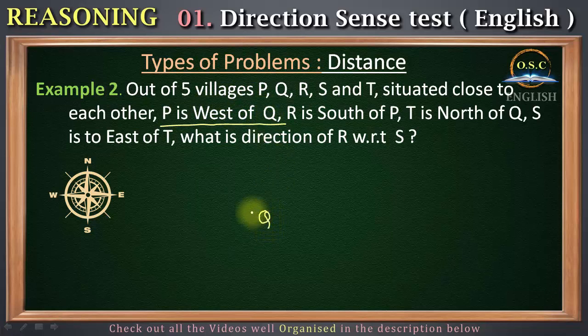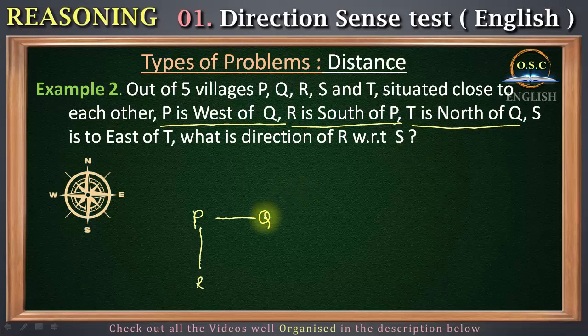Q you have taken, and what we have given is, consider Q is at the center, P is to the west. So west will always be this side. So P is to the west of Q. Okay, we know that. Now next thing is R is to the south of P. So first consider P is over here, so R will be to the south of P.